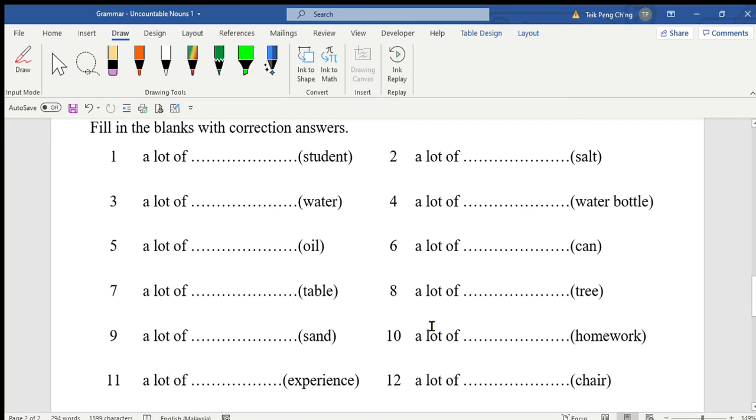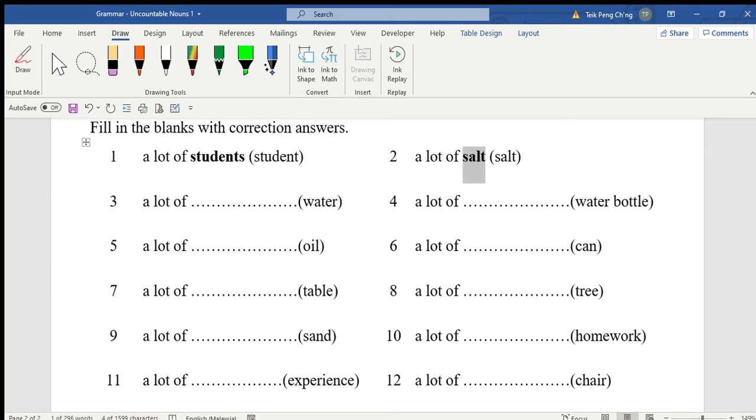So we know that when we use a lot of with countable nouns, we need to put s at the back. And when we use a lot of with uncountable nouns, we cannot put s at the back. So that's the difference here. Okay, look at number 1, yeah? A lot of students. Because student is countable, so we need to put s. And then salt, uncountable. So a lot of salt.